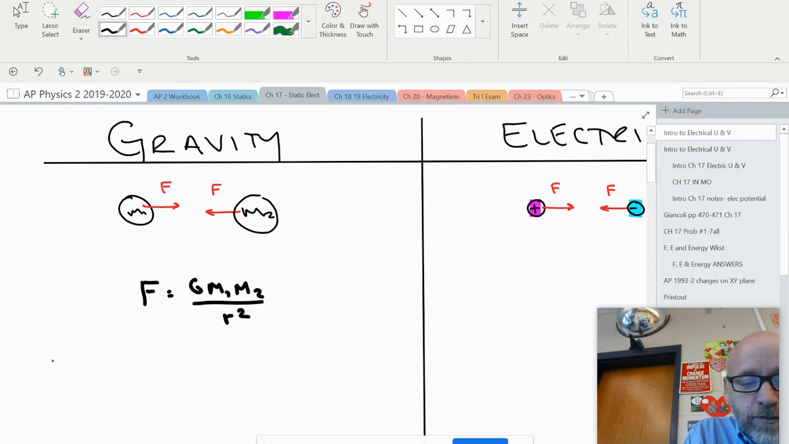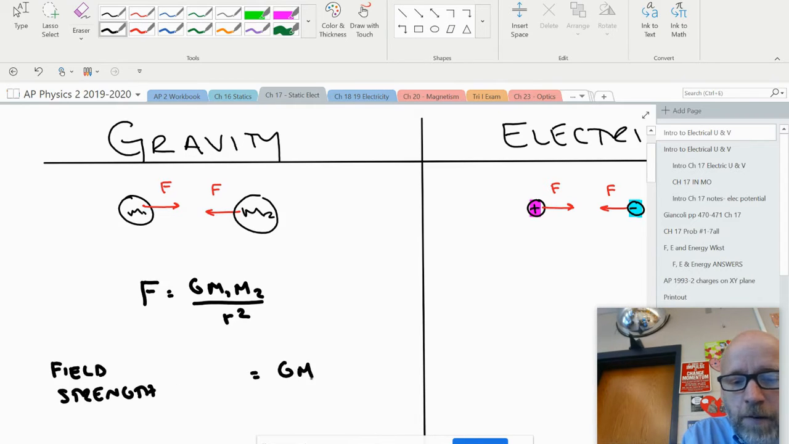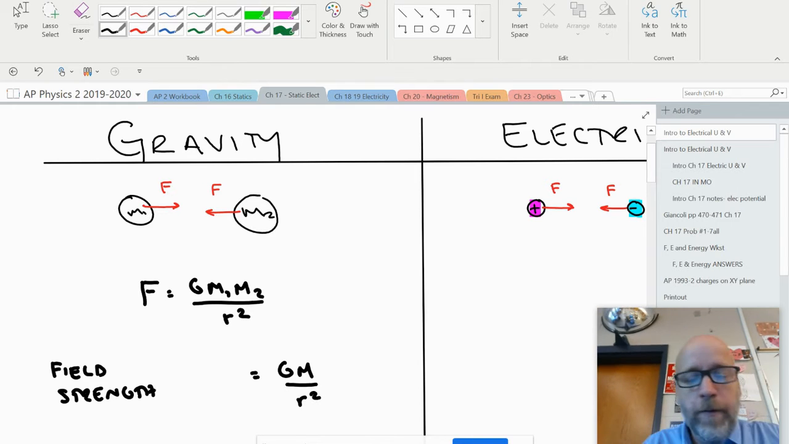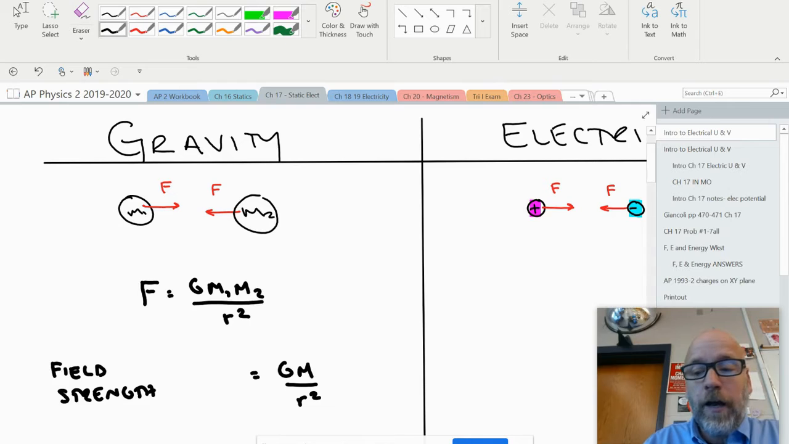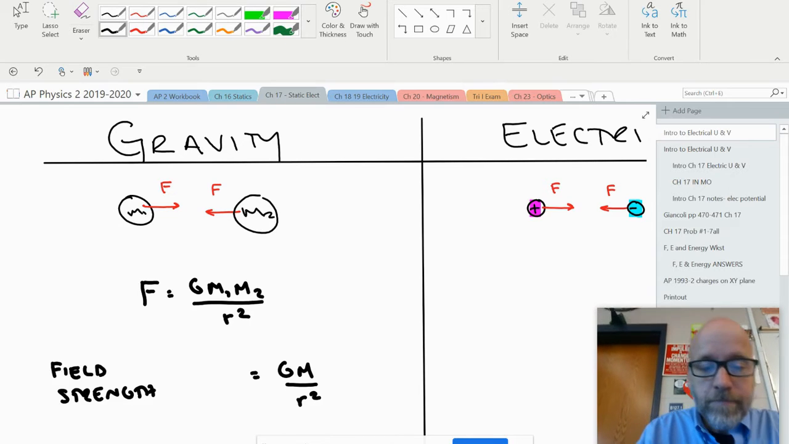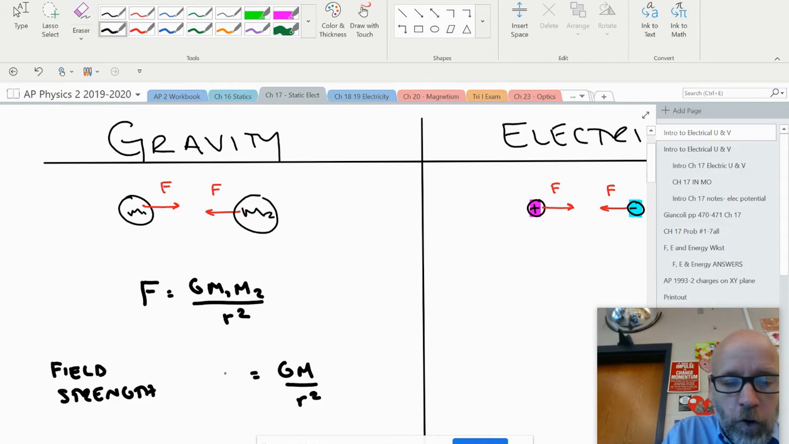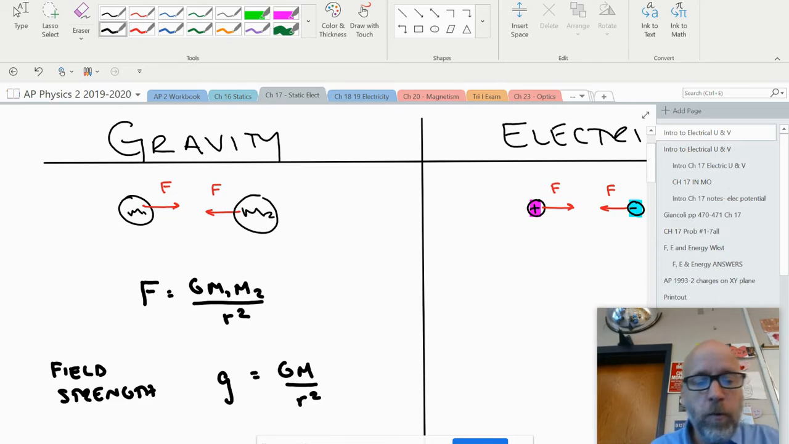Now, the field strength caused by one of those masses can be calculated as GM over r squared. Now, this is where it gets a little confusing. For field strength, I could utilize the symbol A, or I could, on Earth, we use a lowercase g. So field strength would just be GM over r squared.